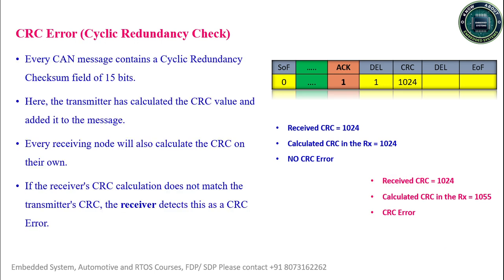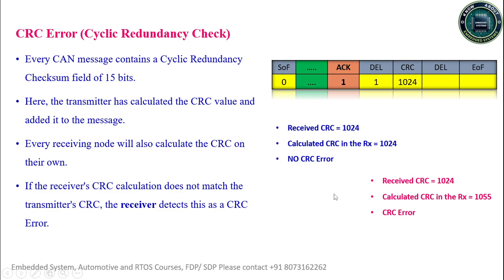Now let us see the definition here. Every CAN message contains a cyclic redundancy check of 15 bits. That means this field. Here, the transmitter has to calculate the CRC value and add it to the message. That means from the transmitter side, the CRC will be calculated and added to the frame. Every receiving node will also calculate the CRC on its own. If the receiver's CRC calculation does not match the transmitter's CRC, then the receiver detects a CRC error.